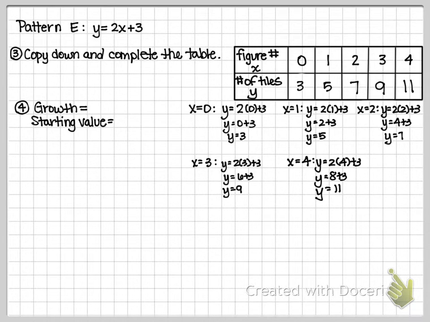So let's see if we can do the starting value first, only because there's very little work done. You just look at the table and make sure you're looking at the right spot. So my starting value, I care about figure number 0. That's the one that I want. So like in the beginning, this all started somehow. That's what we're looking for. So I know that my starting value is going to be 3. And remember, it is the Y value. It's the starting number of tiles that you had. The growth is, well, how many tiles do you keep adding?